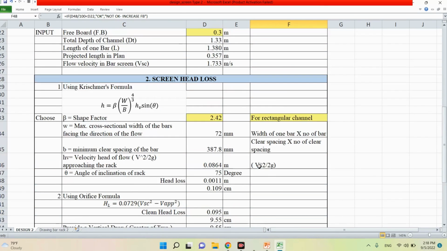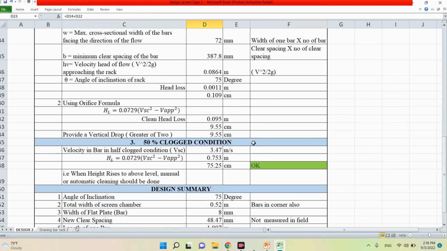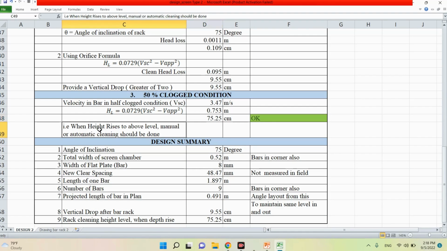So now putting the freeboard as 0.8 meters, the check came out to be okay. So when the height rises to above level, manual or automatic cleaning should be done. And in the design summary, we have the inclination, the total width of the chamber, width of the flat plate, new clear spacing, the length of one bar, the number of bars, the projected length of bar in plan, the vertical drop after bar rack, and the rack cleaning height level when depth rises.